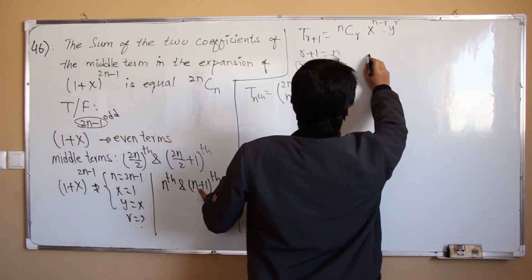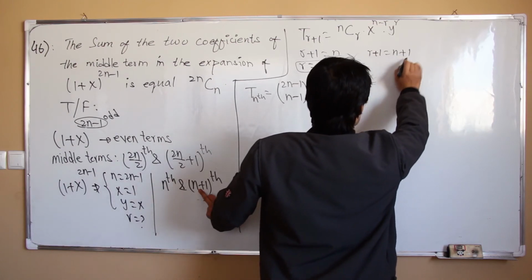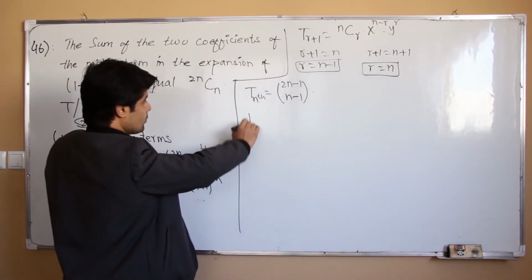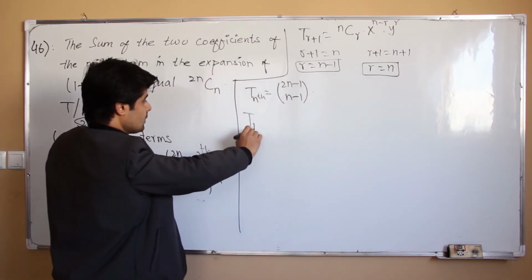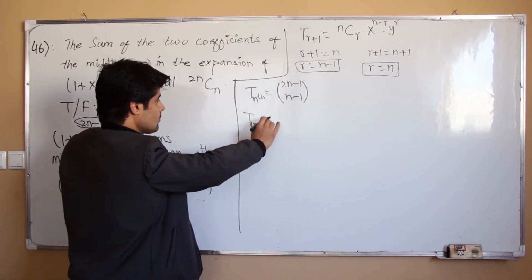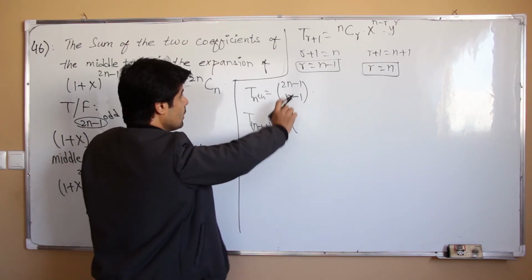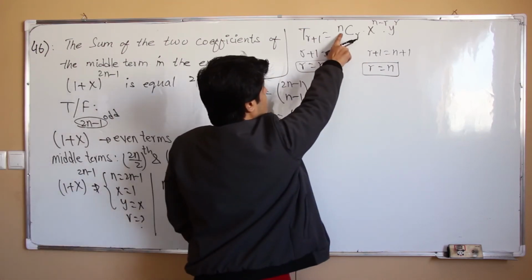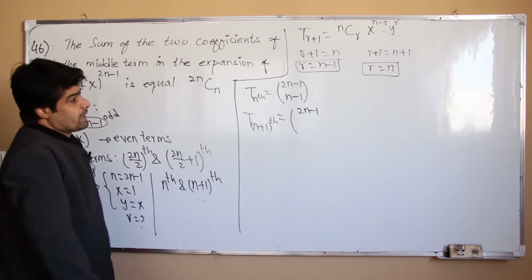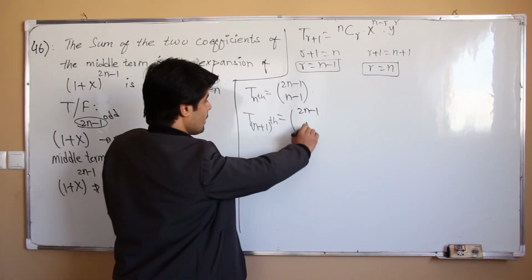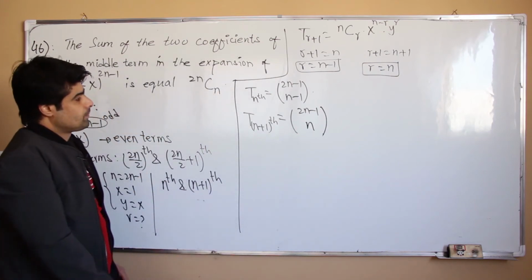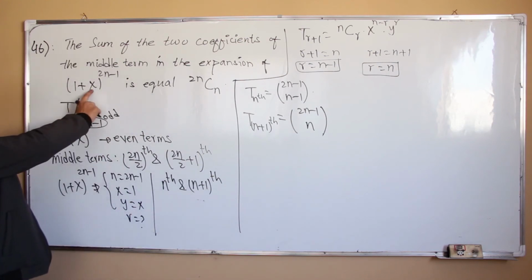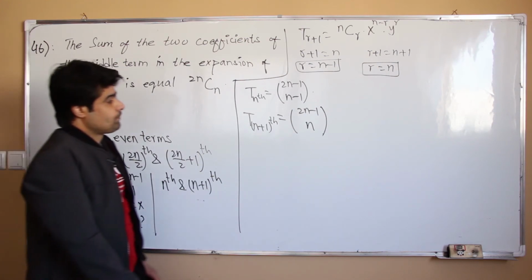n plus 1 term? So r plus 1 is equal to n plus 1. R is n. Am I right? Yes. So you will have t, and instead of r, n plus 1 term is equal to, and instead of n, n minus 1, and instead of r, you have to put what? n. And do not put x and y. Why? Because it's 1 and x, and these are not the coefficients.